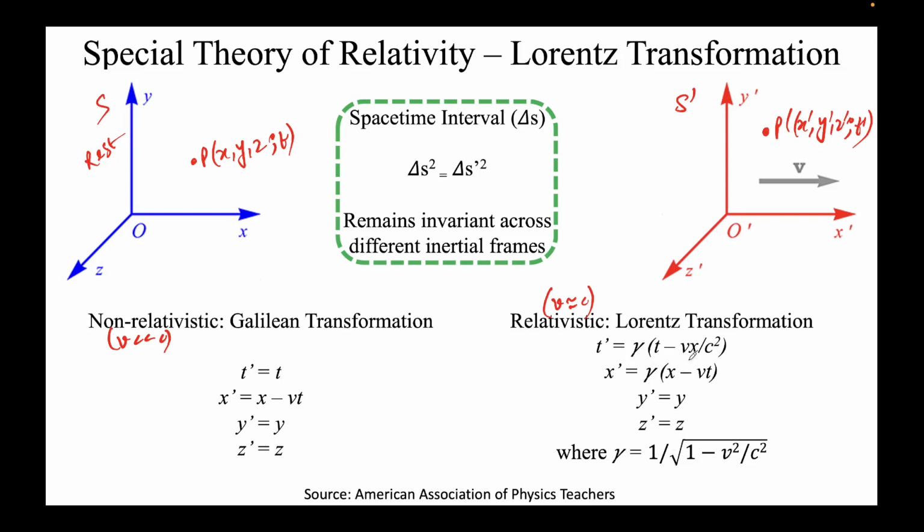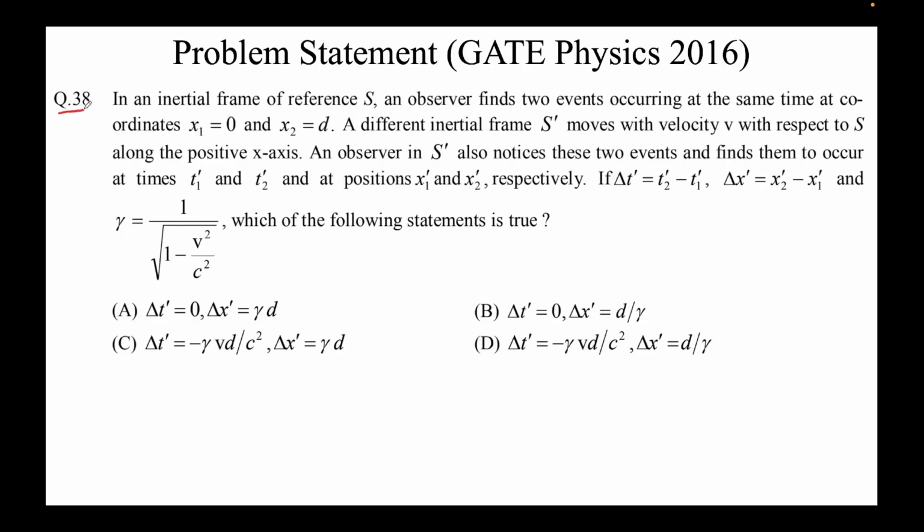So this is a very straightforward derivation. You can refer to textbooks, but this is the thing that's very commonly used. Note that y and z did not change because the movement of this S prime frame was only in the positive x direction. Let's come back to the problem.